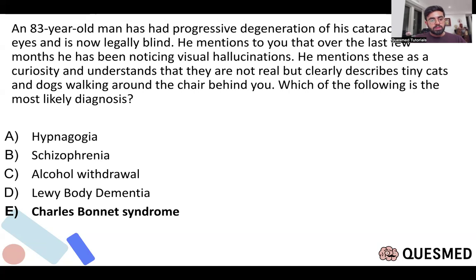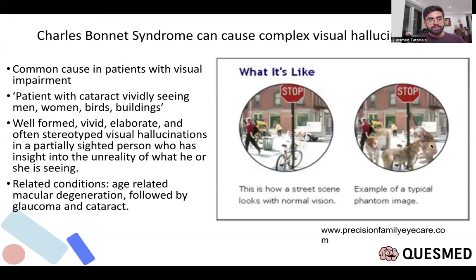Just to go through the other options quickly, hypnagogia is actually a normal phenomenon. It's where, just as you fall asleep or immediately after waking up, you can have hallucinations. There isn't anything to suggest this is schizophrenia because often these patients won't necessarily have insight. Lewy body dementia commonly causes hallucinations in these patients, and there may be an element of dementia here, but this most commonly also presents with motor symptoms which aren't present.